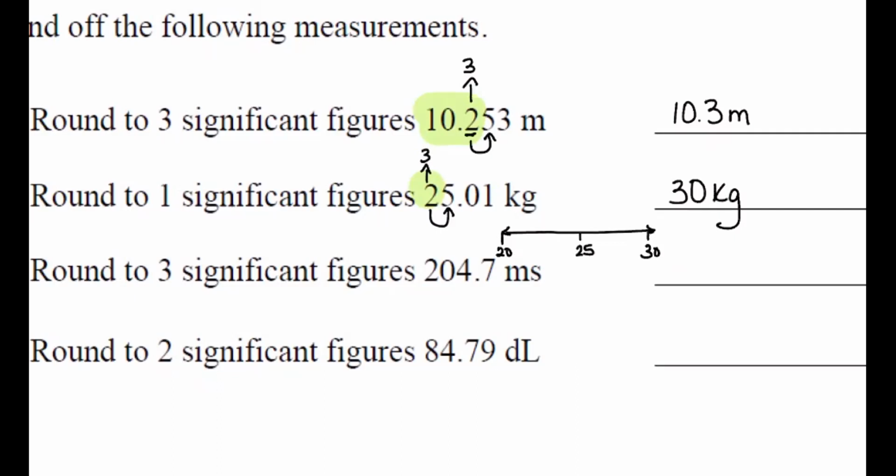Let me just do one more to make sure that you guys know how to do this. Let's look at the third one. 204.7 milliseconds, rounded to 3 sig figs. Excellent job in the chat. 205 milliseconds. Questions about rounding? Okay, put a 2 in the chat if you're ready for the next topic.